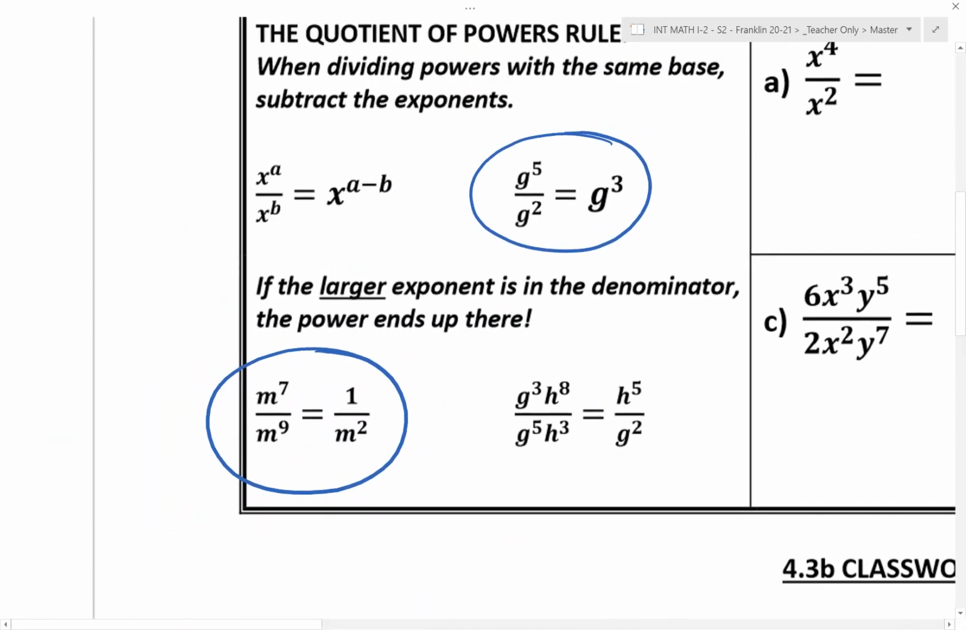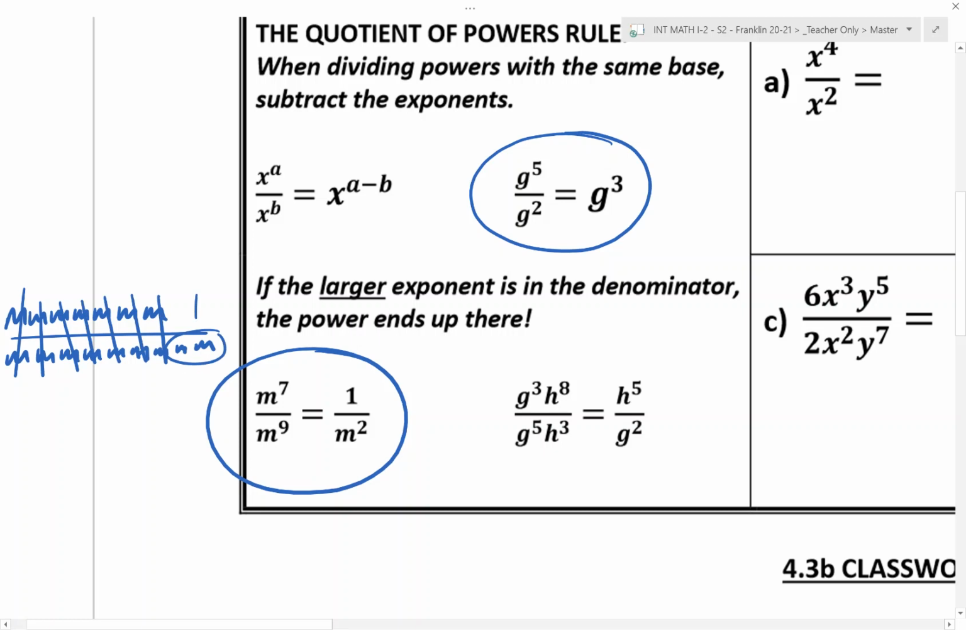Because here's what's actually happening. m to the 7th means you have 7 m's over m to the 9th. So 1, 2, 3, 4, 5, 6, 7, 8, 9. And what happens is when you divide, these cancel out in pairs. And what's left are these 2 on the bottom, so 1 over m squared.